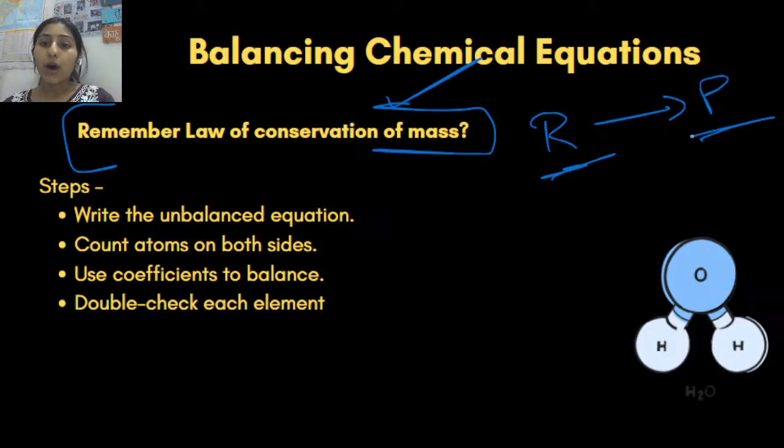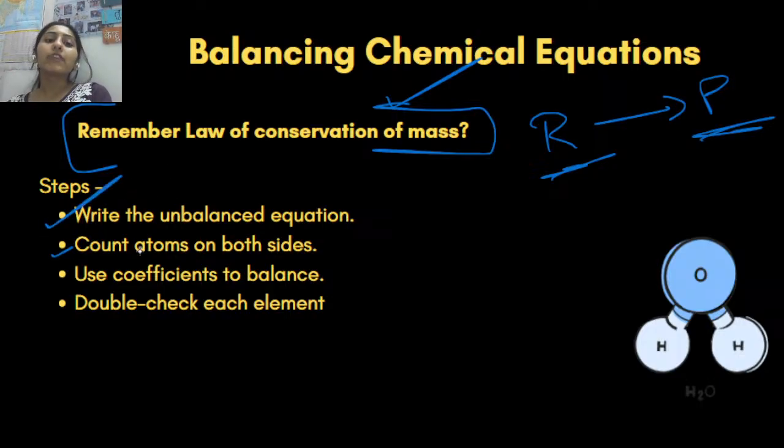So the mass of a particular element should be the same on both sides of the reaction, either reactant side or product side, or left-hand side or right-hand side. It must be equally distributed, right? In order to do that, we have to balance chemical reactions, and there are a few steps for balancing chemical reactions.